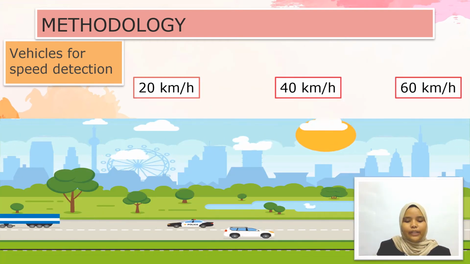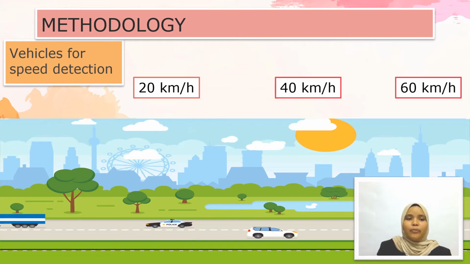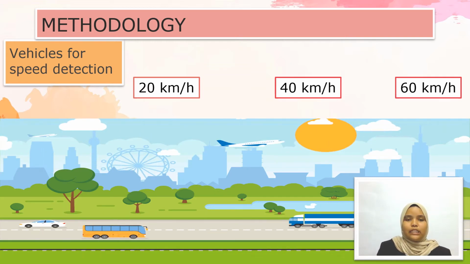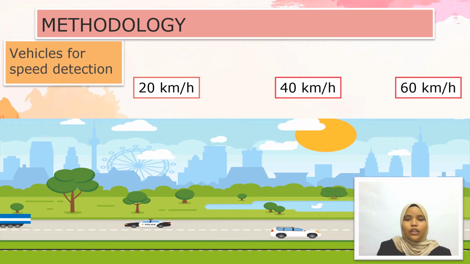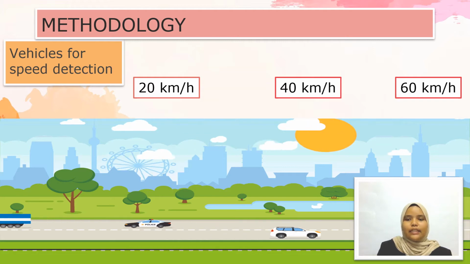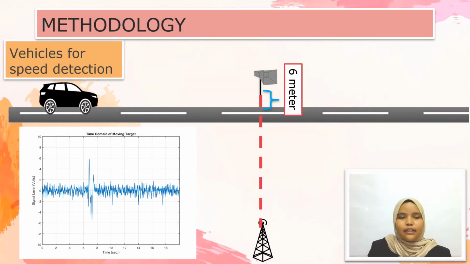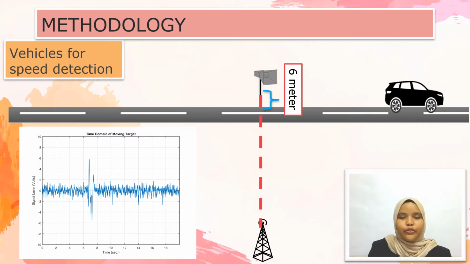Additionally, 3 different speeds are used for this vehicle detection, from the slowest speed, which is 20 km per hour, to 40 km per hour, and lastly to 60 km per hour. The vehicles will pass by the transmitter and receiver through the far lane and near lane.